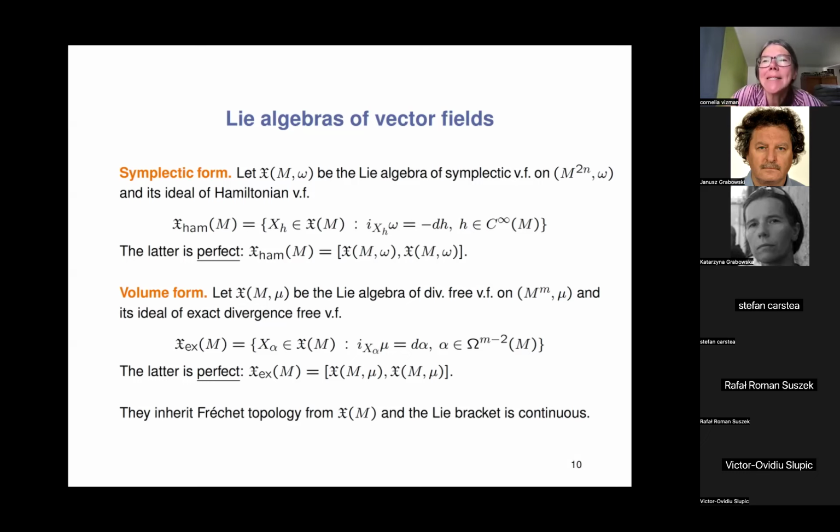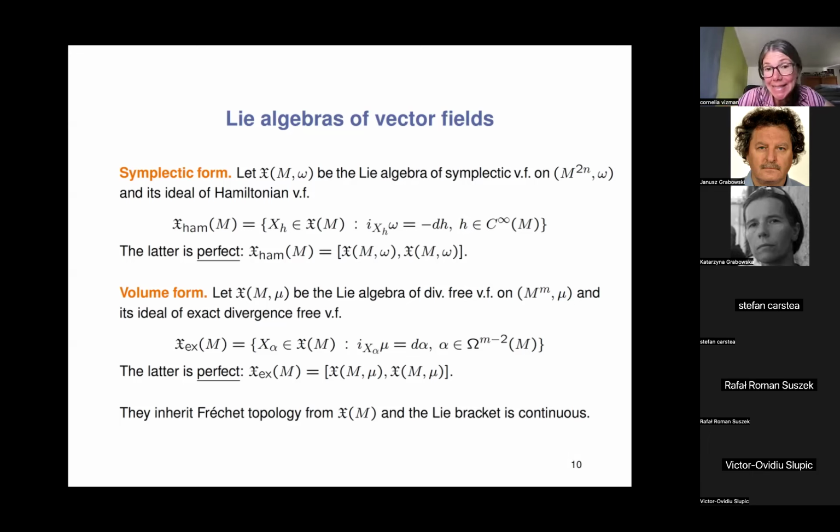Can you say again, Janusz? I didn't get the question. So you have symplectic vector fields and Hamiltonian. The quotient is H1 de Rham, and in the second case, H^{m-1} de Rham. Yes, I should have said this. This is what I'm saying.